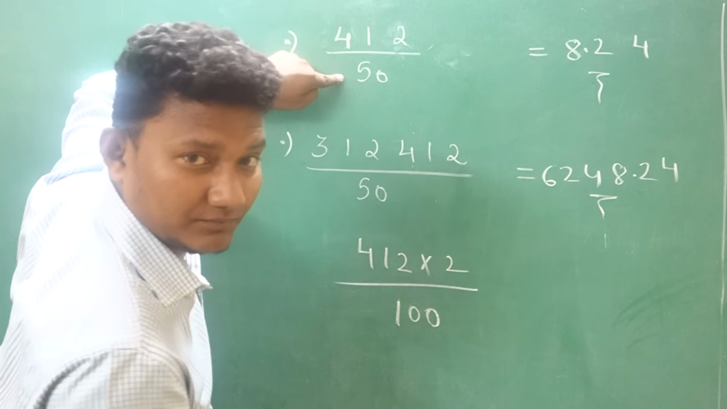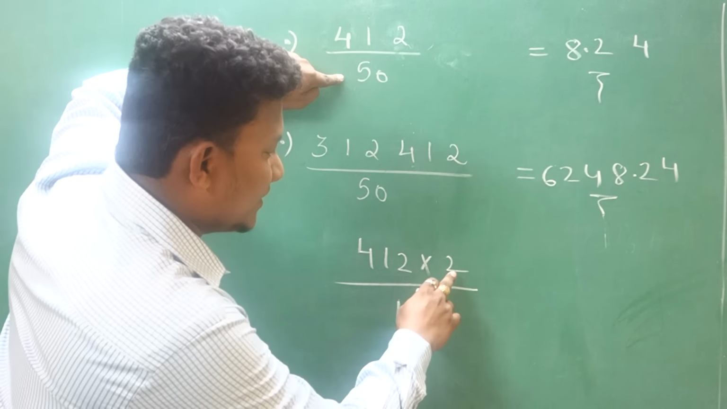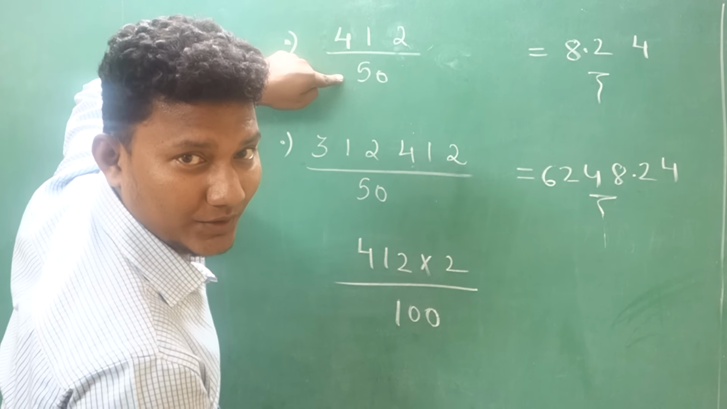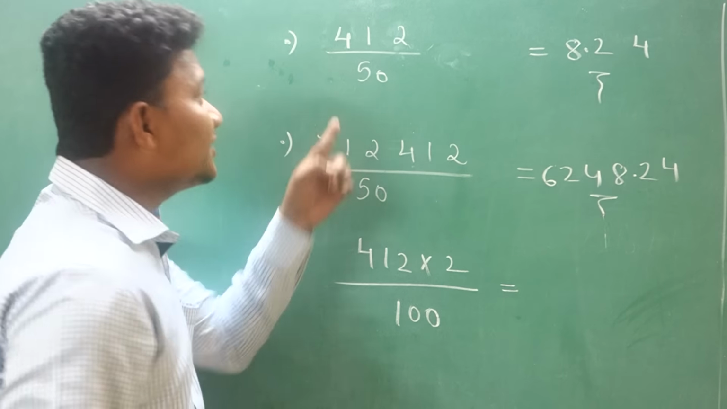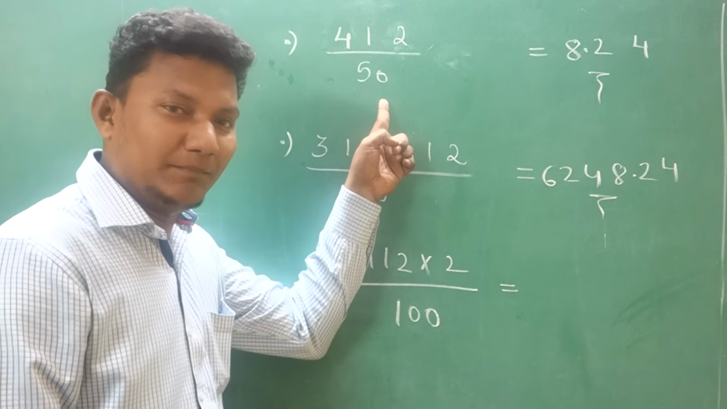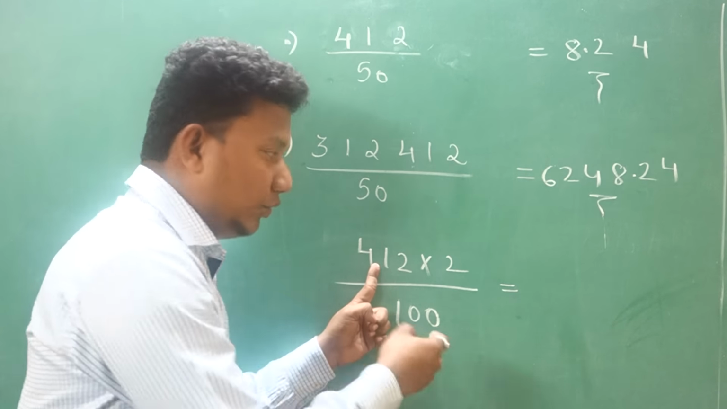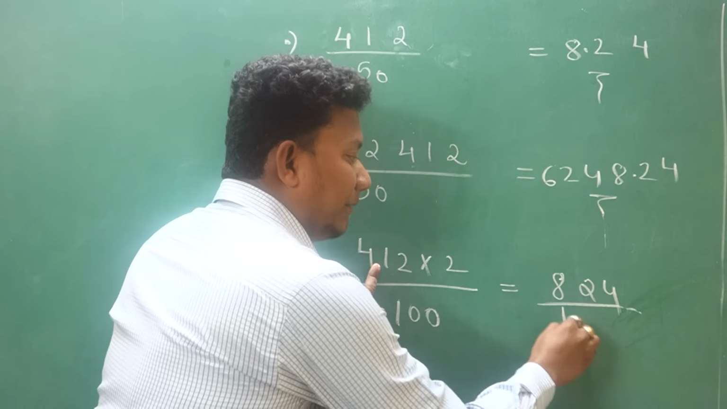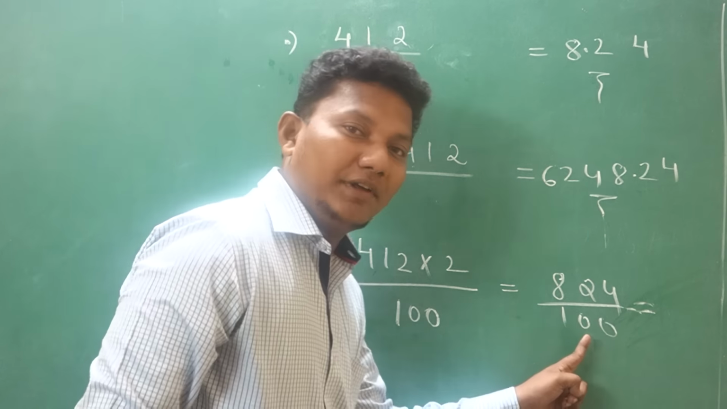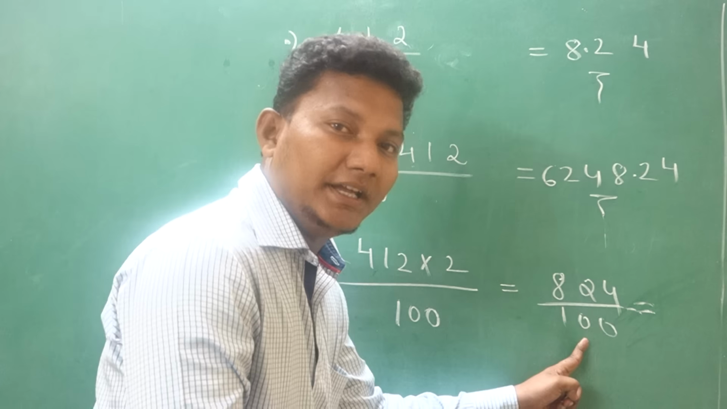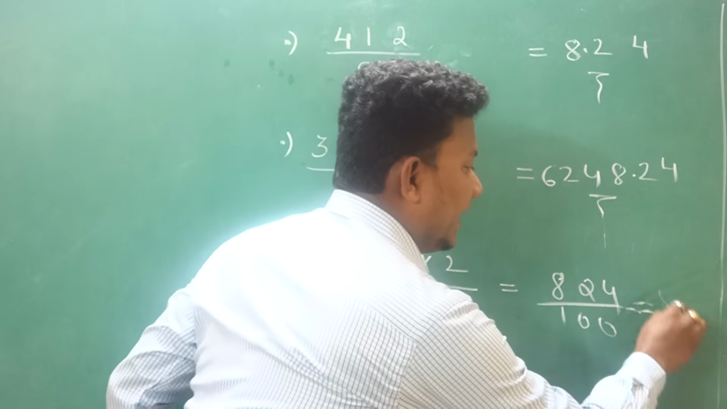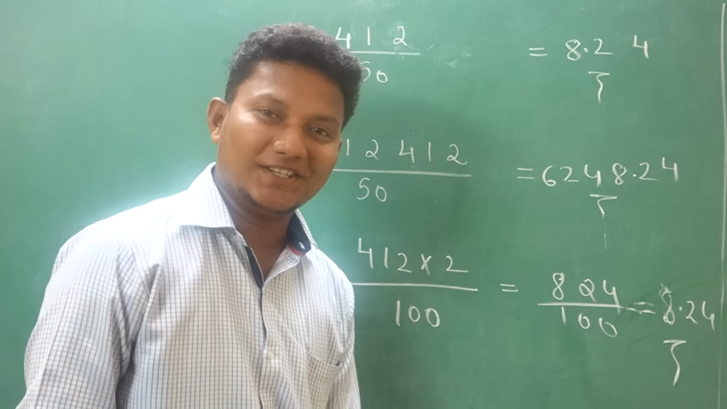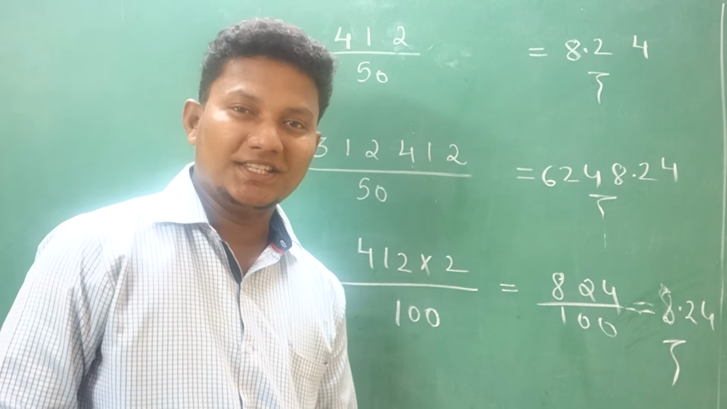Can I write this 50 as 100 by 2? Yes, sir, we can write it, because 100 by 2 means 2 ones are 2, 2 fifties are 100. It means that instead of dividing by 50, you multiply this number by 2, so you will get the answer 824, divided by 100. As we know, whenever we have to divide by 100, we put the decimal after the tens place. 8.24 is the answer. I hope you understood this method.